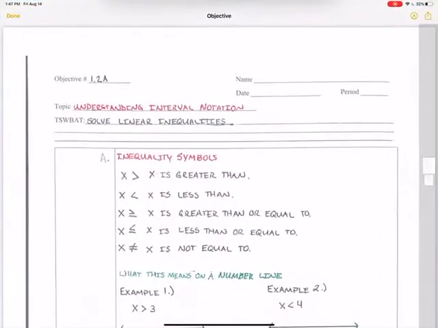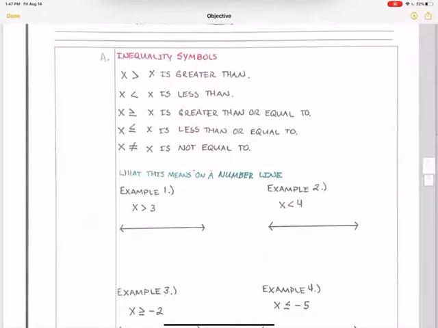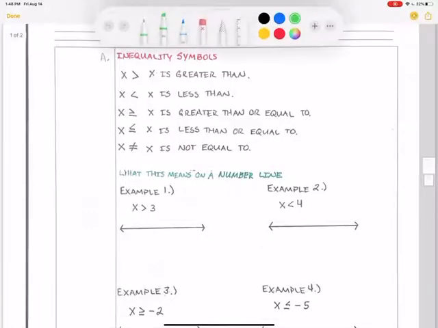All right, today we're going to be looking at solving linear inequalities, but before we do that, we need to understand what inequalities means and what interval notation is. So if we're looking at our set of notes here, we have inequality symbols. Inequalities means not equal to. So in means not, equality is obviously equal, so not equal.